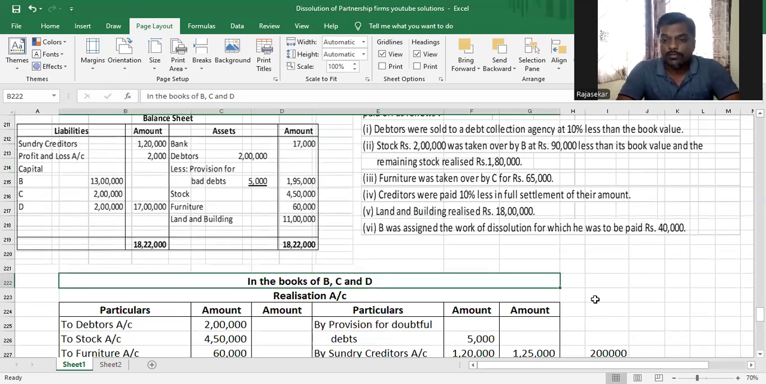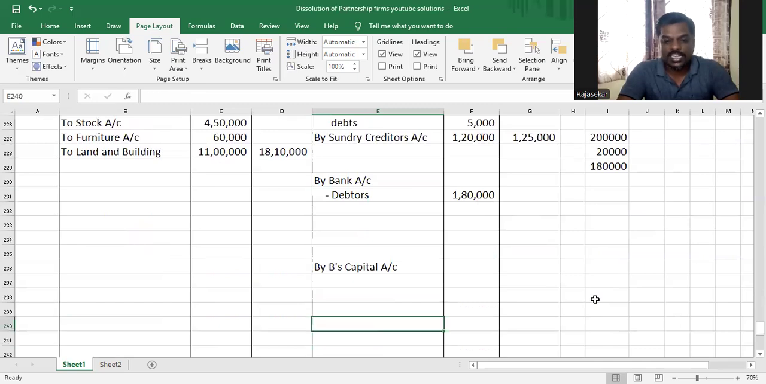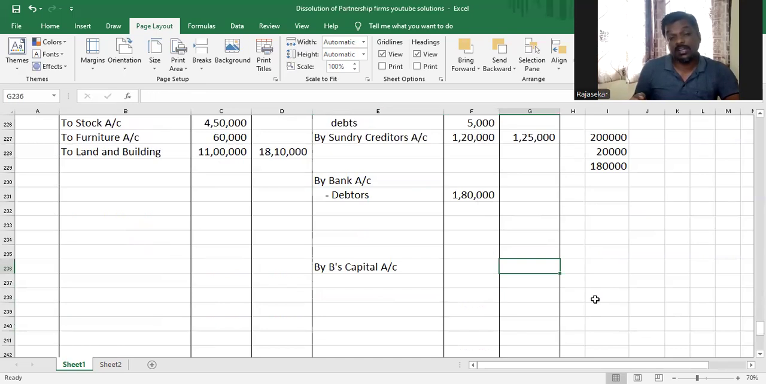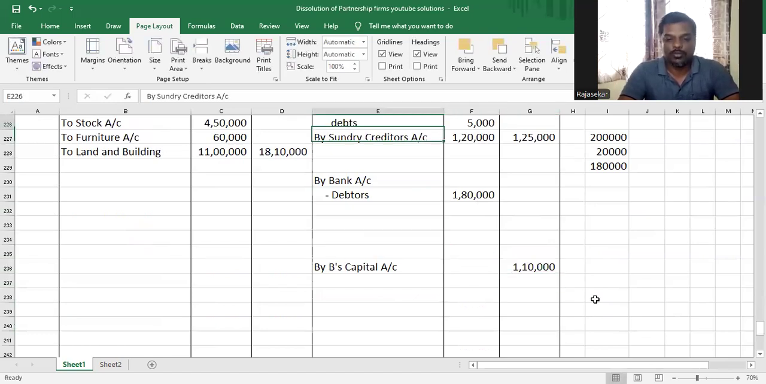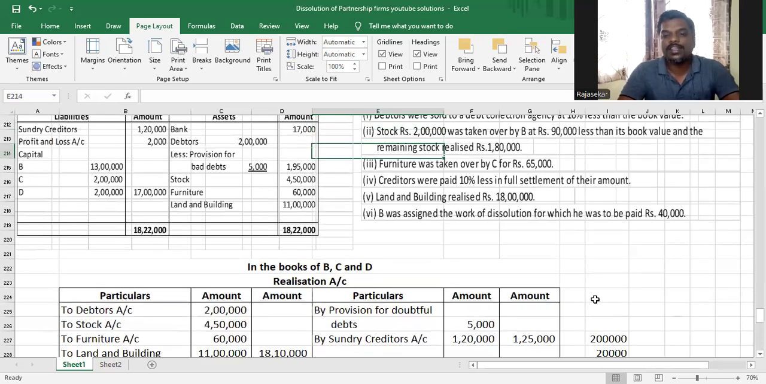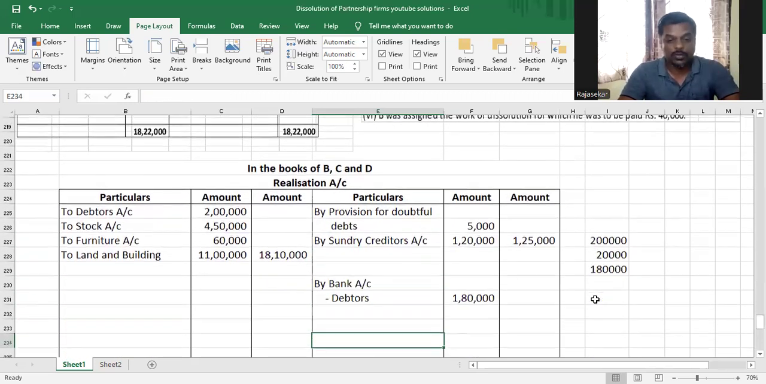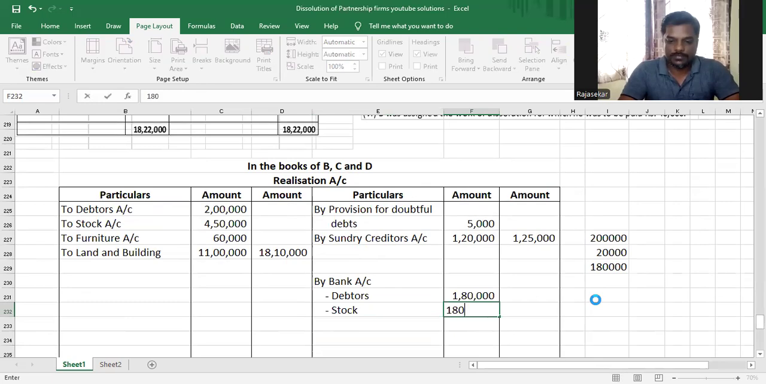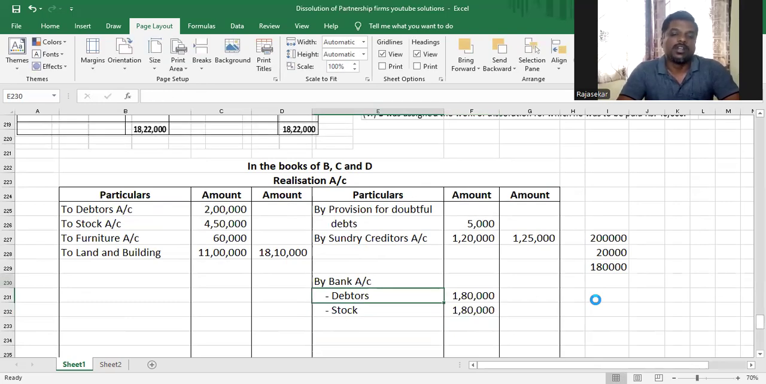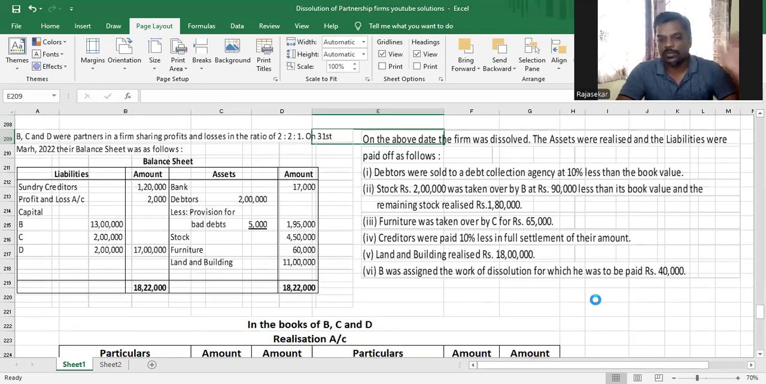So the stock of 2 lakh was taken over by B at rupees 90,000 less than book value. So he's taking the 2 lakh stock at 90,000 less than its actual price, so he'll be taking it for 1,10,000. So by B's capital account 1,10,000. The remaining stock realized 1,80,000, so the remaining stock was sold for 1,80,000. Journal entry is bank to realization, and that's what I'm doing.